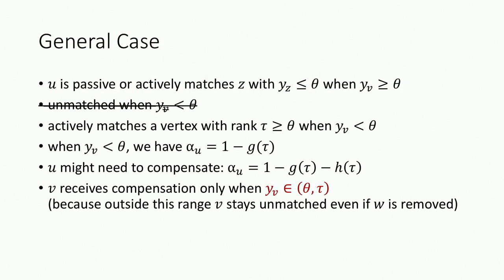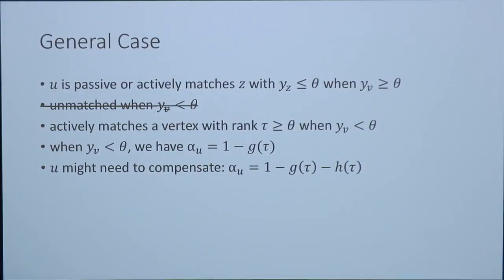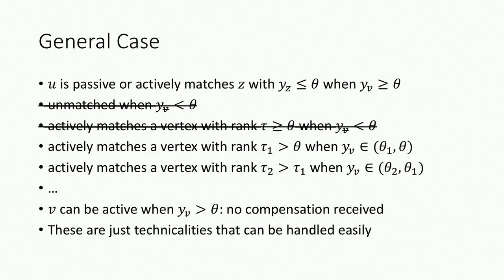The actual proof is more complicated because without the idealized assumption, it might be the case that U is sometimes actively matched to some other vertices and therefore needs to send compensation. So in that case, you need to think about the balancing terms a little bit. But I'm going to skip this part and just say that these are technicalities that you can handle easily. Really, all you need to think about is that typical case and why the charging mechanism makes sense in that typical case.